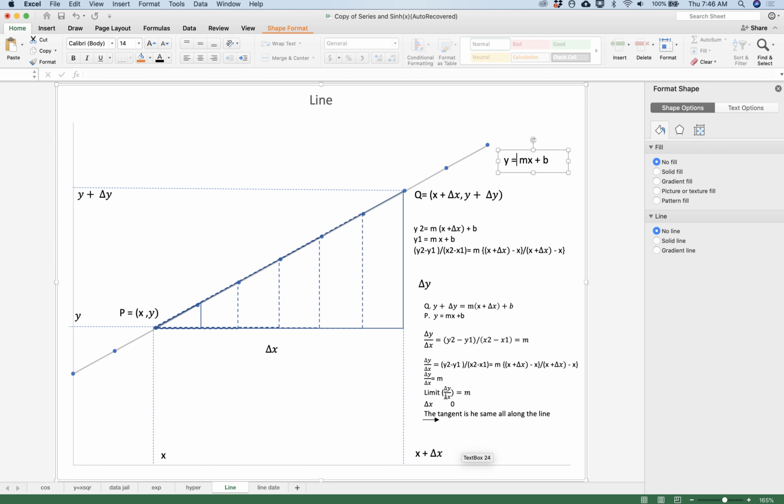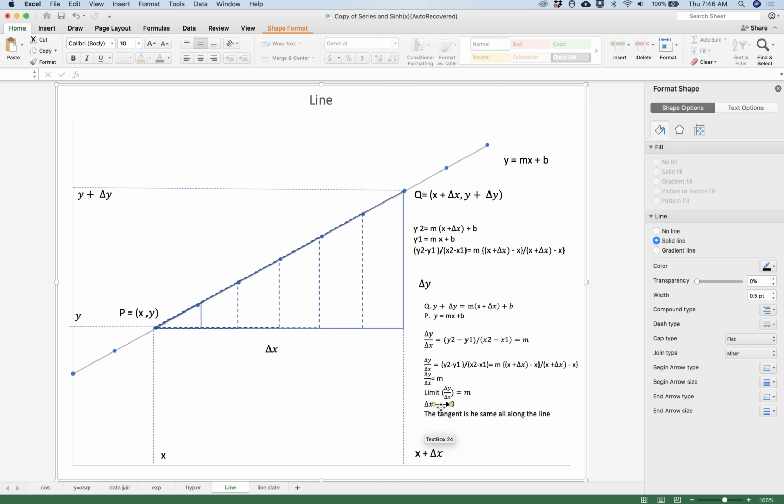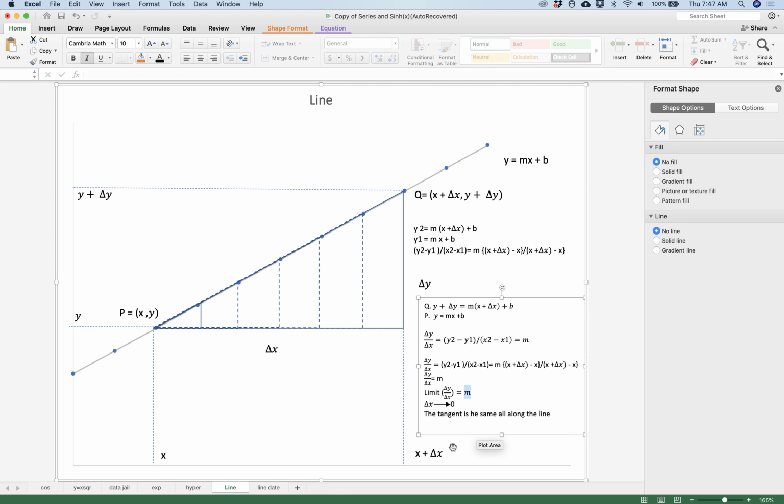And when you take the limit of a constant, and here we got an arrow there somewhere. Yeah, there it is. The limit of delta y over delta x as delta x goes to 0 never changes. It's always the same. It's m. And so the tangent is the same all along the line. We don't have any change, so it's a constant in the case of a line.